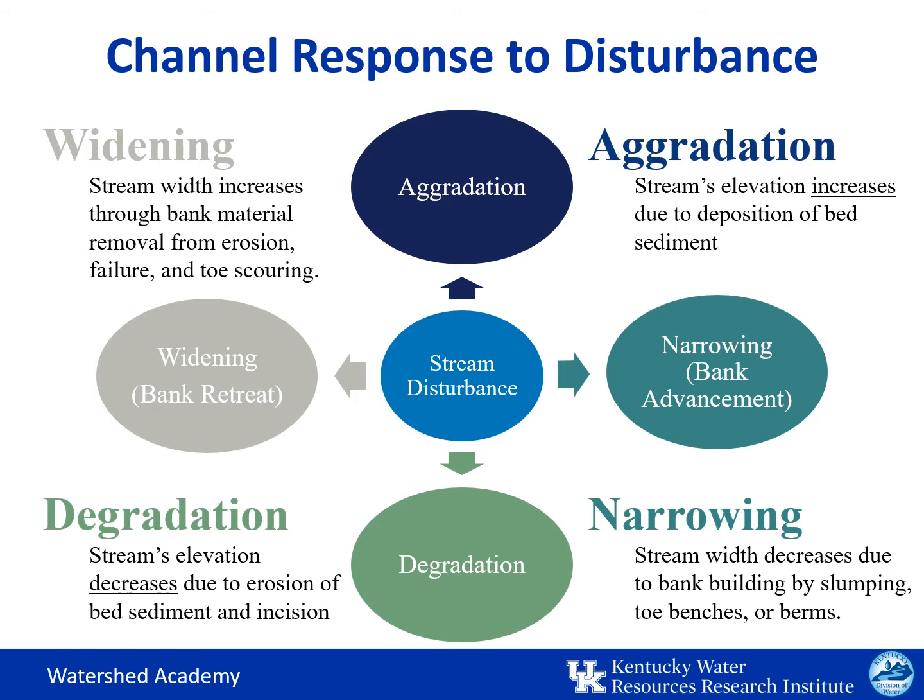So you can see on the right side, you have a building up of the stream through aggradation or narrowing. So you may have formation of a point bar or a side bar or an island or a delta. Whereas on the left side, you can see through widening or degradation, this may be a head cut or channelization disconnected from the floodplain or increased entrenchment.